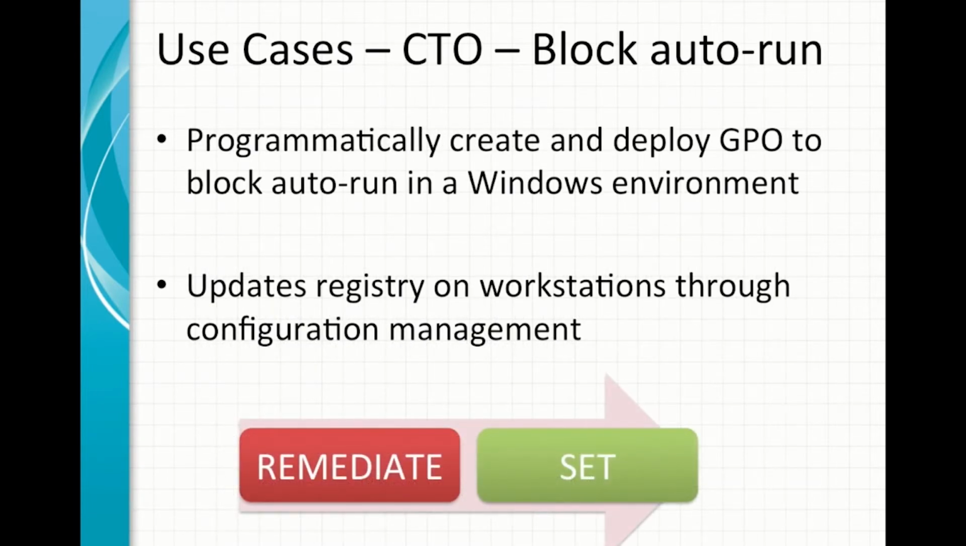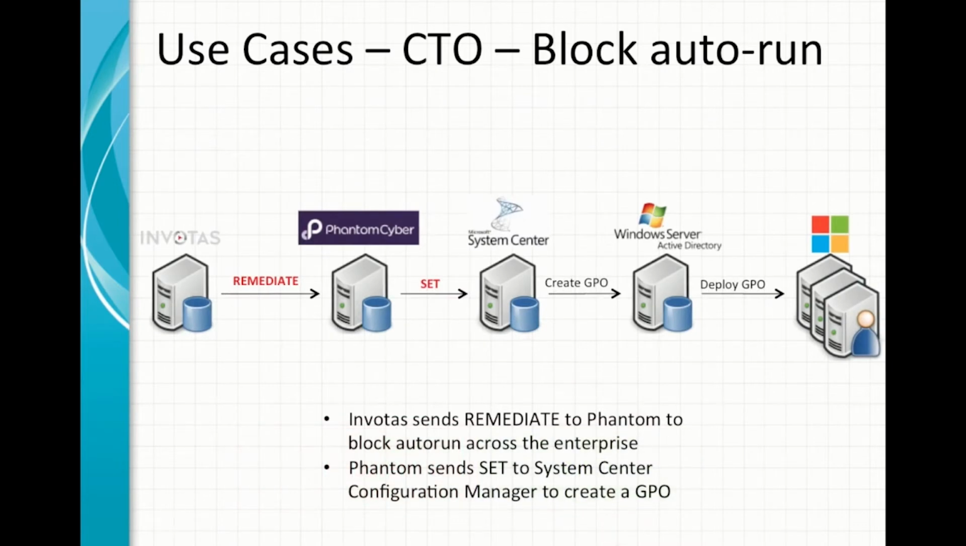Conceptually, this would be implemented by an orchestrator-to-orchestrator communication. It begins with a single OpenC2 command, remediate, transmitted from Invitas to Phantom. This command specifies what to remediate, but not how to do so. It is left to the subordinate orchestrator to determine the best course of action. When Phantom receives this command, the logic in the playbook understands that the local domain is a Windows environment. Phantom proceeds by tasking Microsoft System Center Configuration Manager via an OpenC2 set command to create and deploy a group policy object.